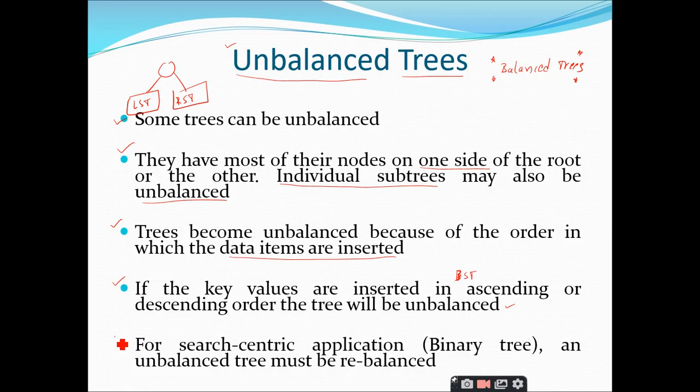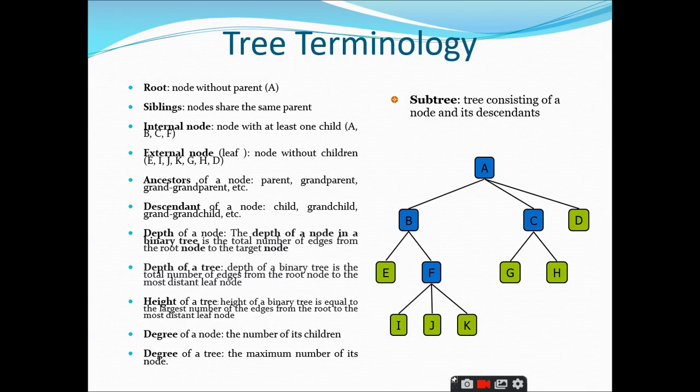Yes, sir. Right. So as I told, for search-centric applications, that means whenever you are concentrating on applications where you want efficient search operations, in such applications the unbalanced tree must be balanced. Efficient searching can always be obtained with the help of balanced trees only. So there is a need for balancing the unbalanced trees. How we are going to balance them in AVL trees and all these things, we will discuss in later classes.